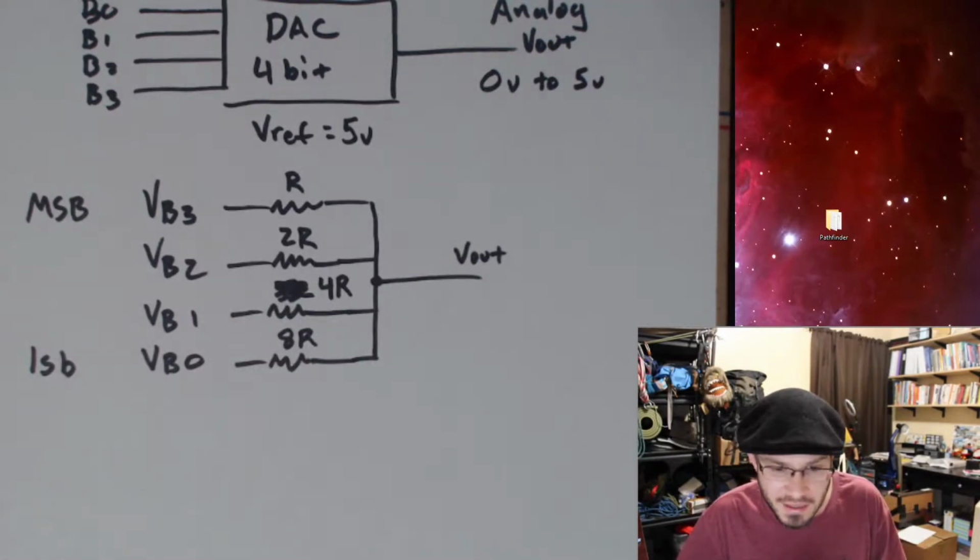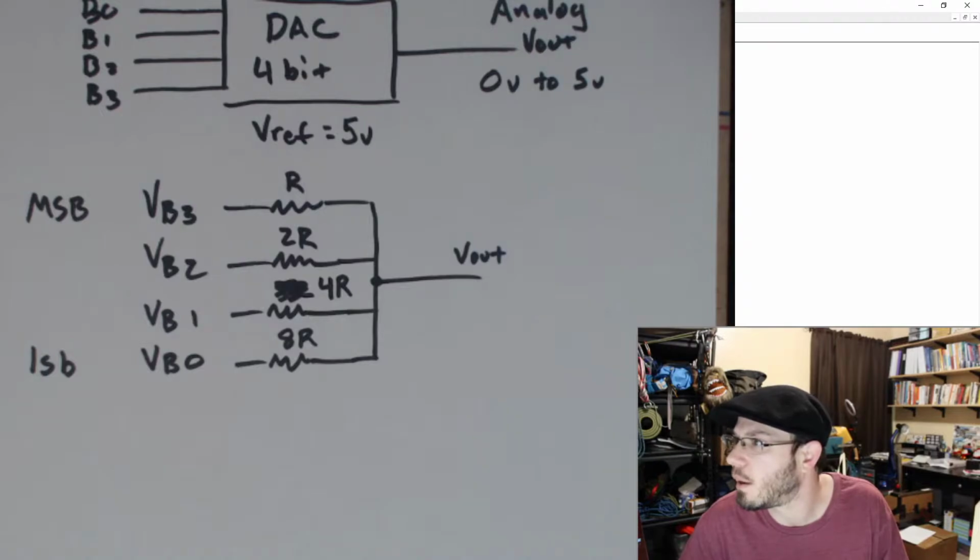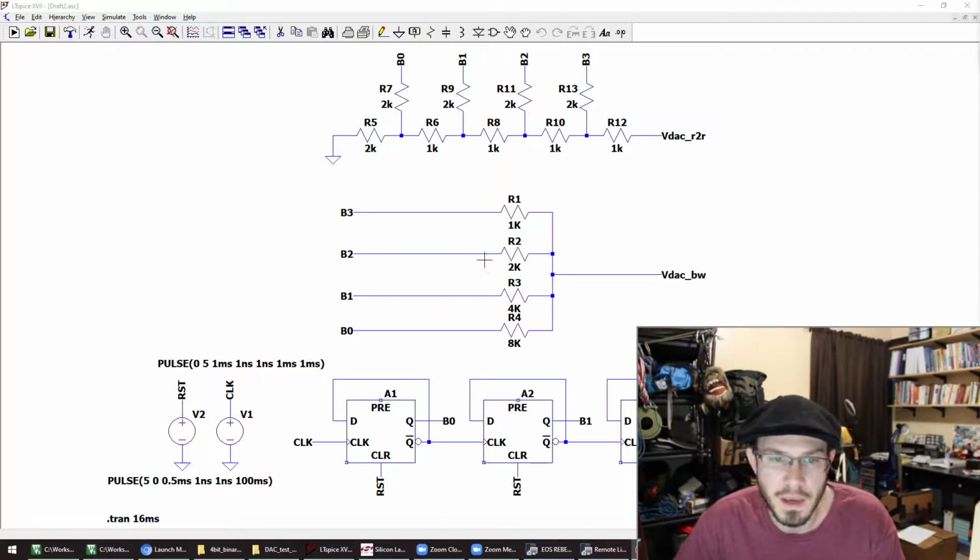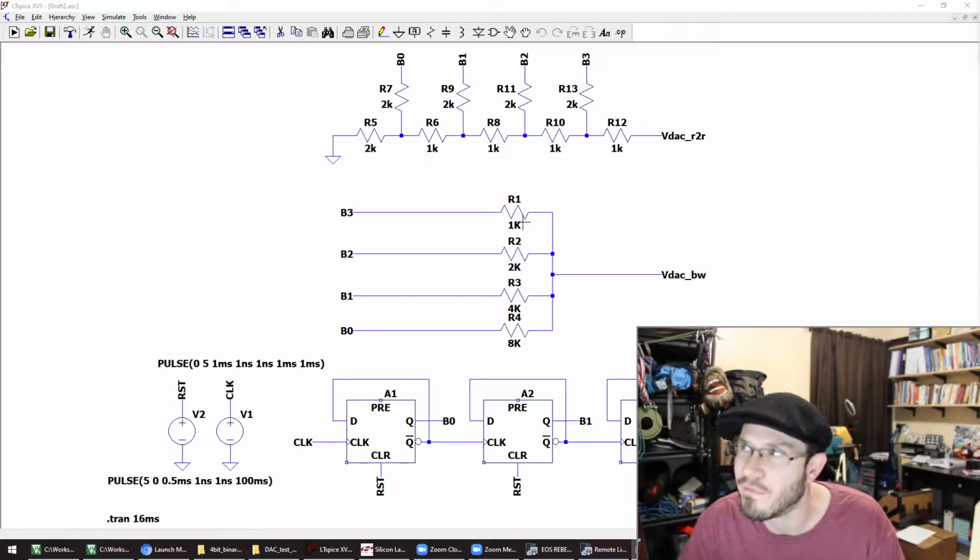And I showed this last time with LT Spice. If I went ahead and jumped back to that LT Spice model, I just have a counter set up here at the bottom in order to simulate the values applied to the binary weighted resistor digital to analog converter. And if you've noticed here, I've picked my values such that for R, it's 1K. For 2R, we have 2K. And for 4R we have 4K, and for 8R we have 8K.